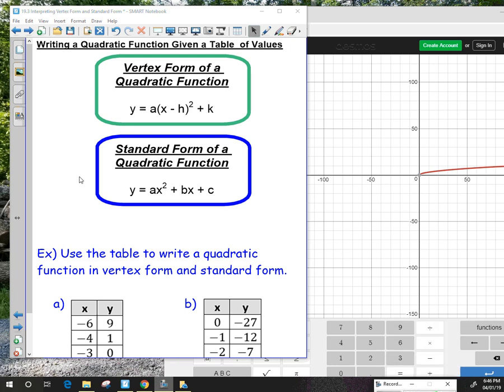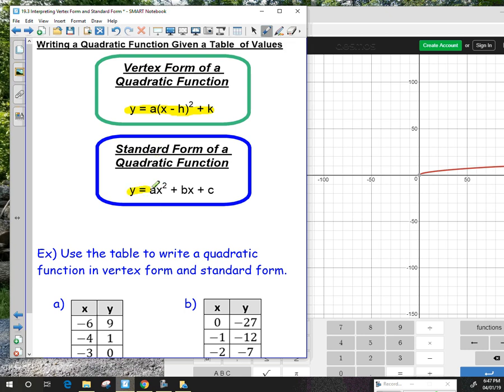So when I'm writing a quadratic function given a table of values, there's a couple things. I showed you in lesson 19.2 how equations were translated. Remember, translated just means moved. Were they moved left, right, up, or down? In that lesson, vertex form is y equals a times x minus h squared plus k. That's the vertex form of a quadratic. That's very, very important, so I'd highlight it and put a star next to these two boxes. These are two very important equations that you're going to need to know.